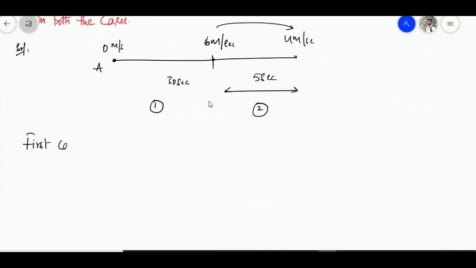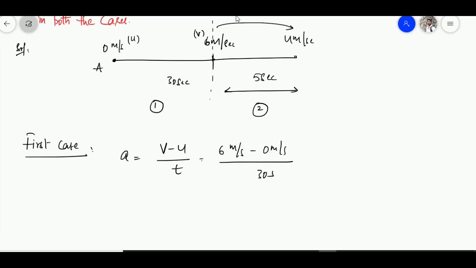For the first case, let's calculate the acceleration. Acceleration equals final velocity minus initial velocity by time. This is the first case, so don't consider this part; only this part you have to consider. This is the initial velocity u and this is the final velocity v. So 6 meters per second minus 0 meters per second, by 30 seconds. That gives 6 meters per second by 30 seconds, which is 0.2 meter per second square, right? Meter per second by second.